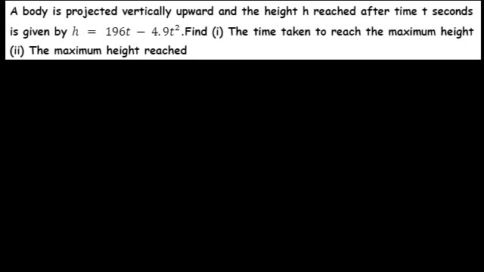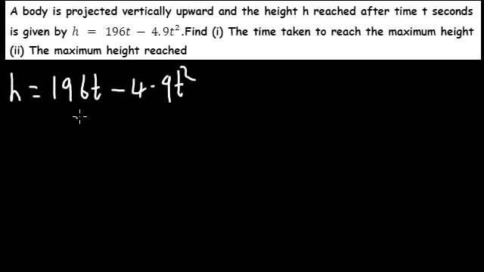A body is projected vertically upward, and the height h reached after time t seconds is given by h equals 196t minus 4.9t squared. Find the time taken, that's option A or Roman figure 1, to reach the maximum height. Then Roman figure 2, find the maximum height reached. So first things first, let's write out the displacement. This one is given in terms of height. So h is equal to 196t minus 4.9t squared.